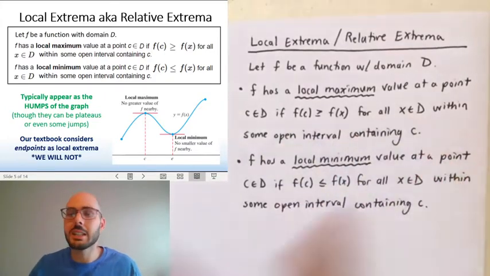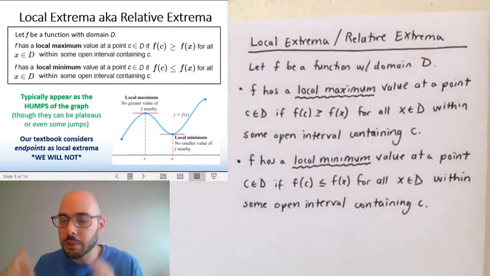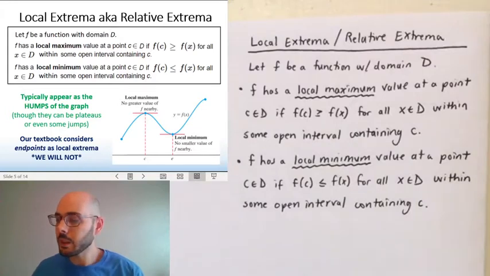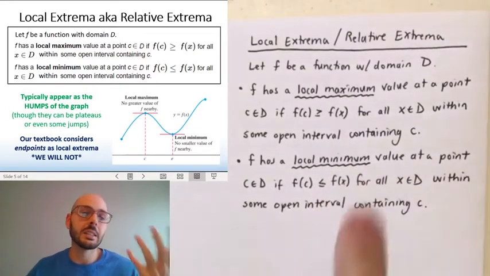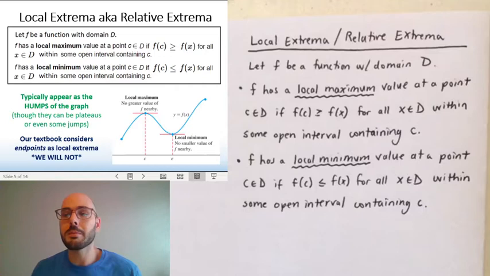Some open interval containing C. We're just looking close by, but on both sides. Local minimums are defined similarly. F has a local minimum value at a point C in D if f of C is less than or equal to f of x for all x in D within some open interval containing C.